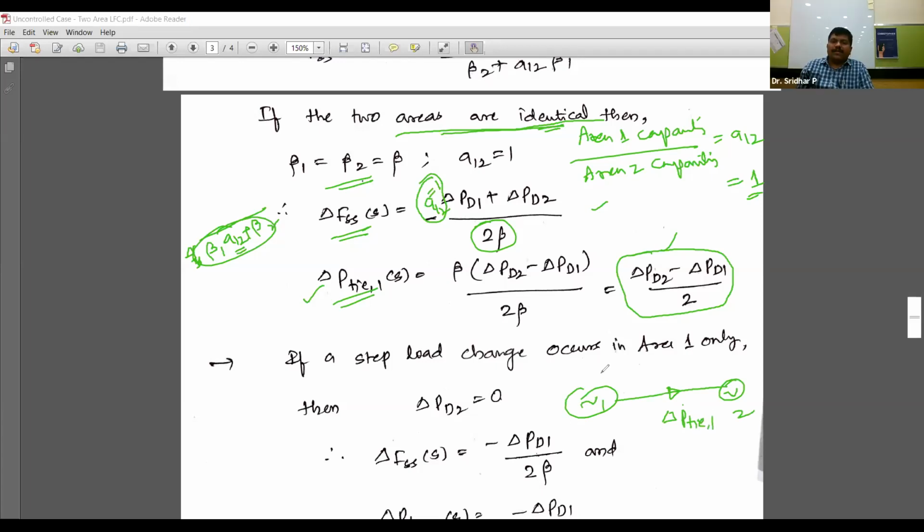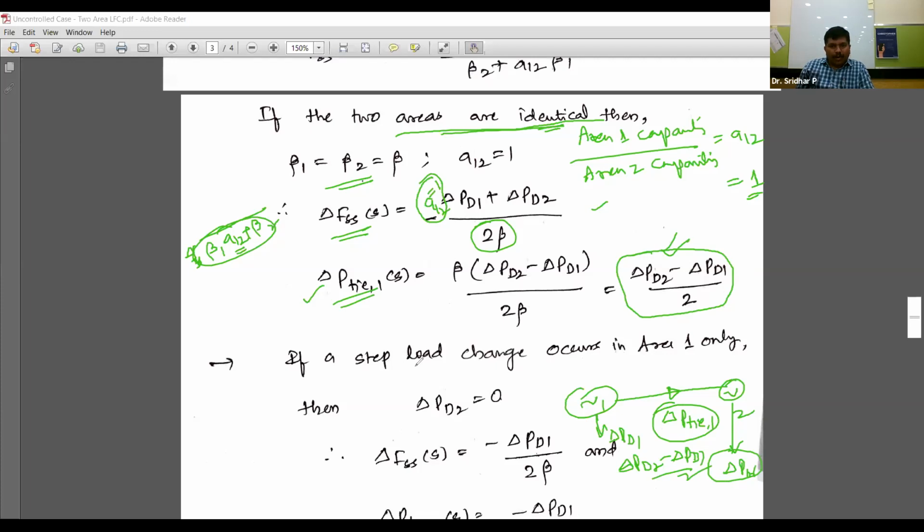So what is this value? So the demand between 2 and 1. Here there will be a demand of PD2 and here there will be a demand of PD1. So whatever this total power output, this is the delta PD2 minus delta PD1 by 2. So this equation just resembles our fundamental laws. So the tie line power is nothing but delta PD2 minus delta PD1 by 2.